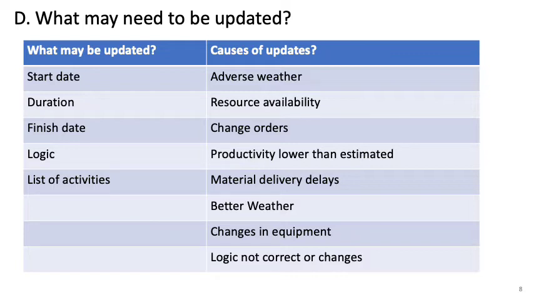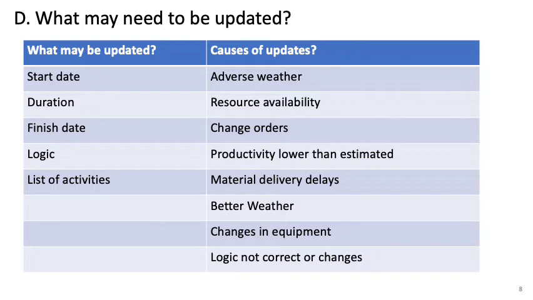And also sometimes you need to remove or add additional activities into the schedule. That happens especially when, let's say, the owner asks you to do further, additional work. In that case, you have to add those activities into the schedule. All right, and the second column shows you a list of causes of updates. So why do we need to make updates? Here are some potential causes. Weather, adverse weather.